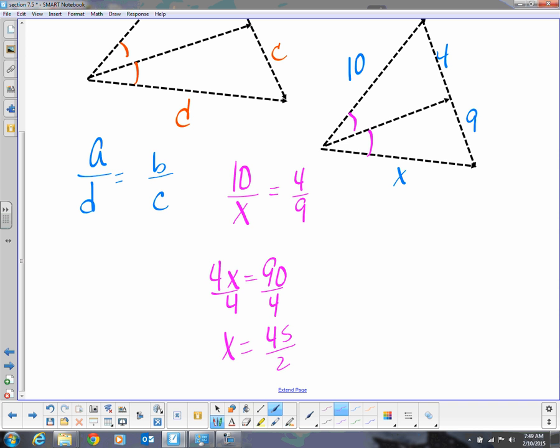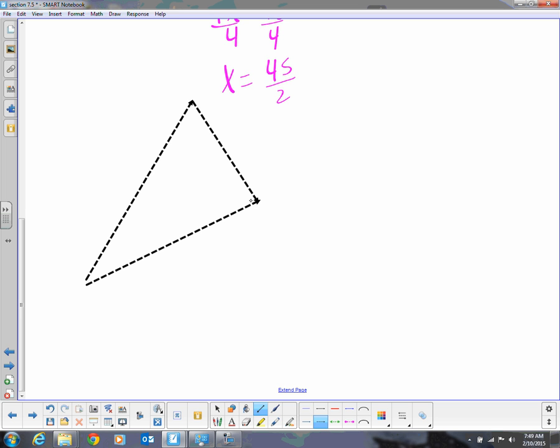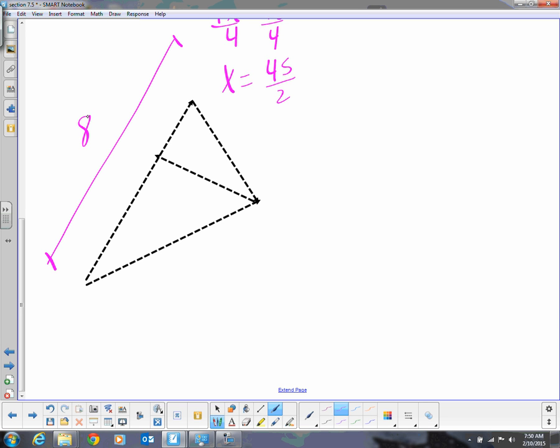Any questions? Do you want me to go back to a question on the homework? Yes. 11 in the book? No, 11 on the worksheet? Okay, so if we look at 11, we've got a triangle that looks like this. And they told us that this whole thing is 8. They told us this is y, this is x, this is z, and this is 4.